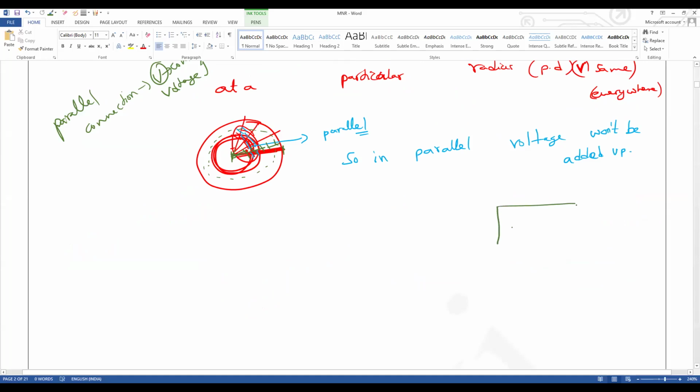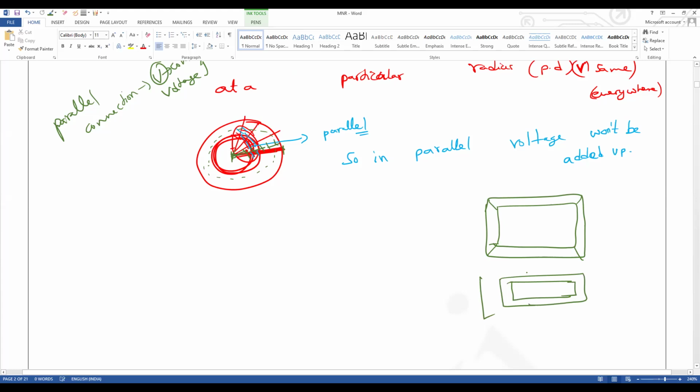Now, in transformers, you might have noticed there is no single solid metal piece placed like this. The reason behind it is to reduce the eddies. What they do is take slices, so metal slices are taken, and one after another they are arranged in parallel, insulated.